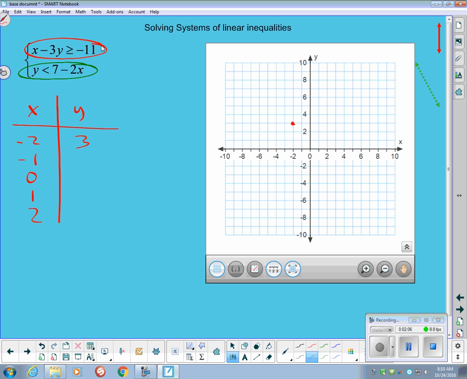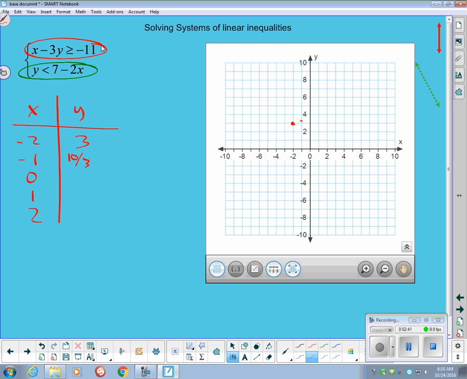If I put a -1 in, I get -1 minus 3y. Try to get that to be -11. If I add 1 to both sides, I'd get -3y is -10. And so y would be 10/3. Remember that, 10/3, and put that right in here. That one's a little bit harder to graph. 3 1/3. (-1, 3 1/3) is around there.